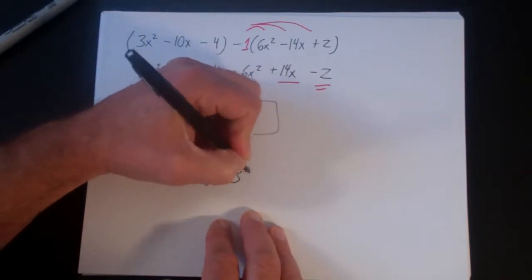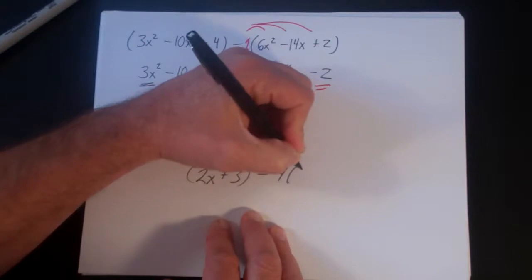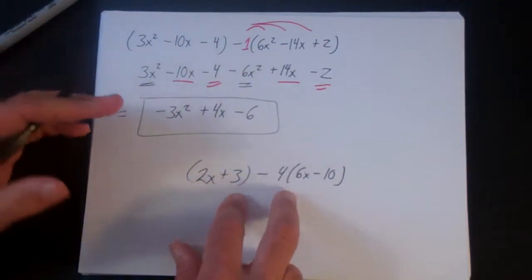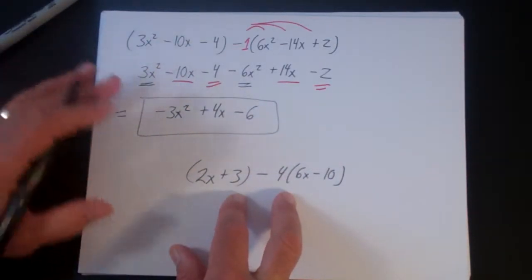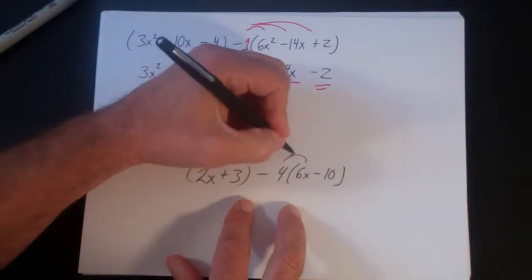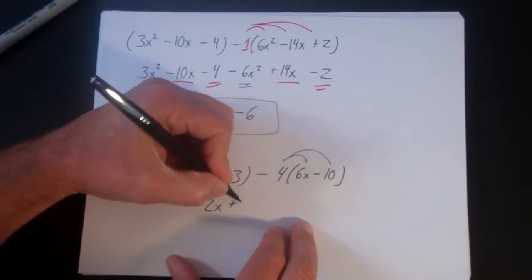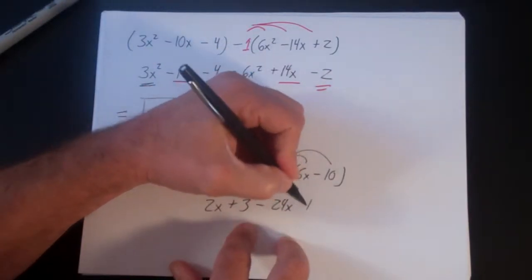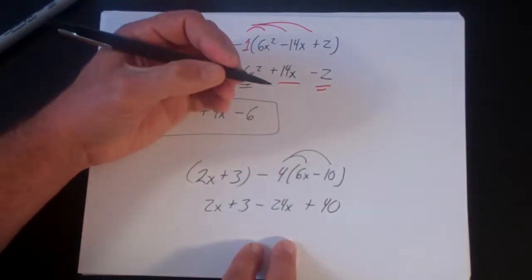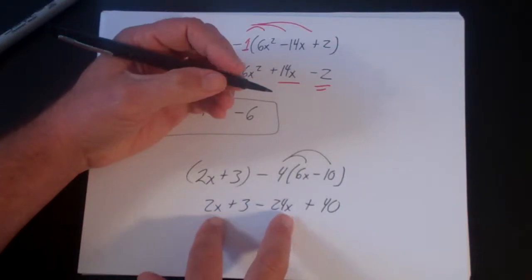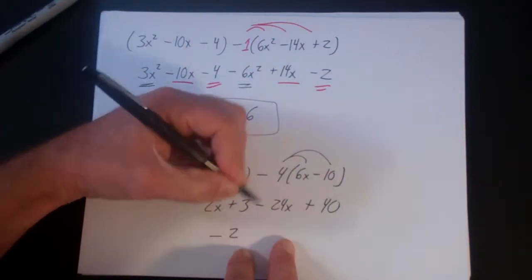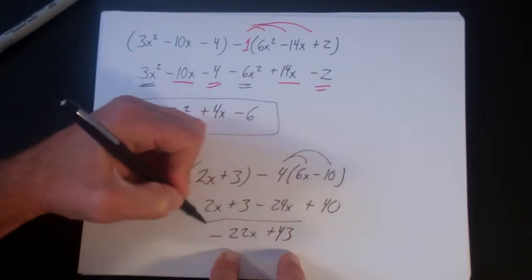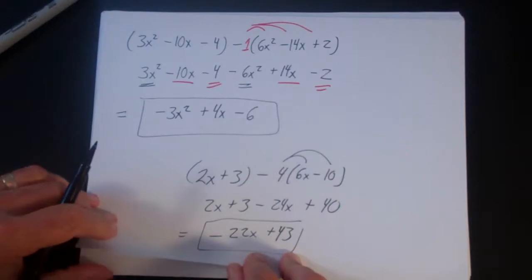There's another question that's sort of the same: 2x plus 3 minus 4 times 6x minus 10. This is really combining two different ideas, adding and subtracting and also multiplying. You distribute the minus 4 here. 2x plus 3 minus 24x. A negative times a negative is a positive. That becomes plus 40. See if there are any like terms. 2x and minus 24x is minus 22x, plus 43. Not exactly what we're doing here, but it's the same kind of idea.